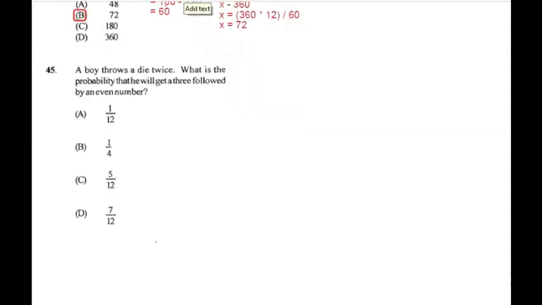So to 45. A boy throws a die twice. What is the probability that you will get a 3 followed by an even number?